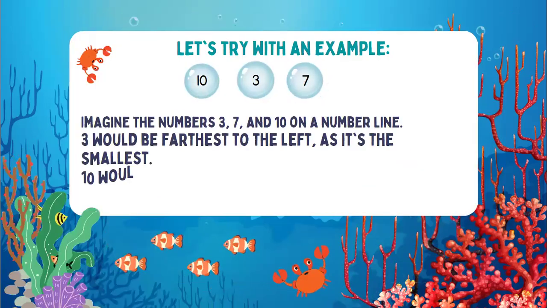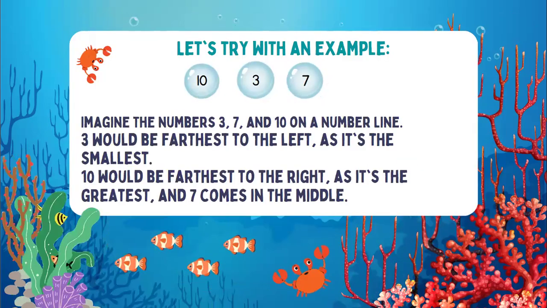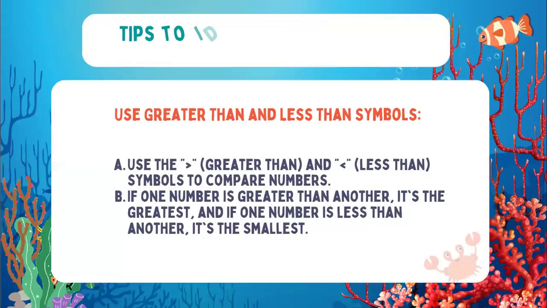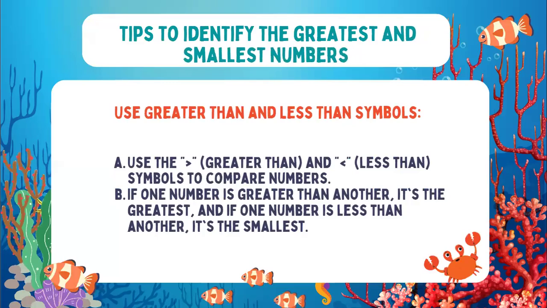Let's see with an example. Imagine the numbers 3, 7, and 10 on a number line. 3 would be the farthest to the left, as it is the smallest, right? 10, whereas, would be the farthest to the right because it's the largest. And 7 will come in the middle as it's not the smallest or the biggest.